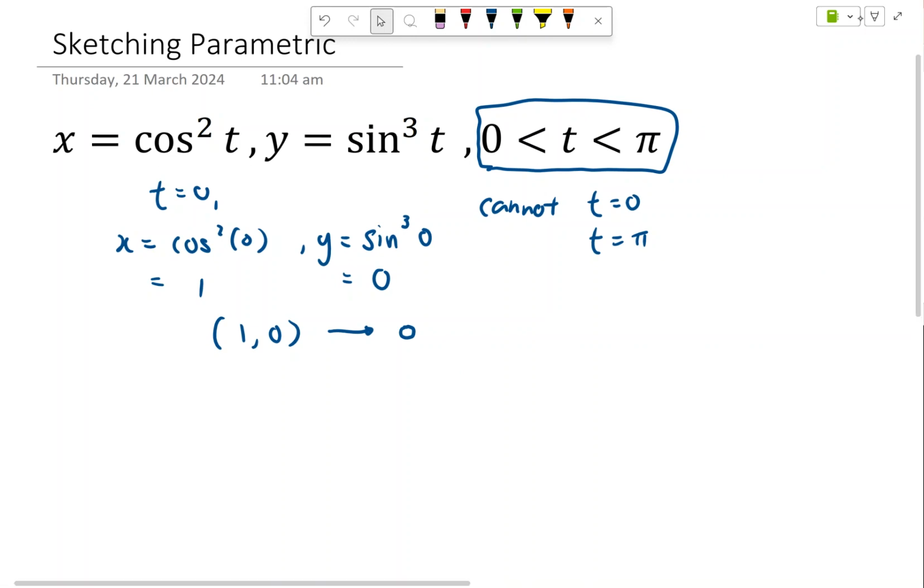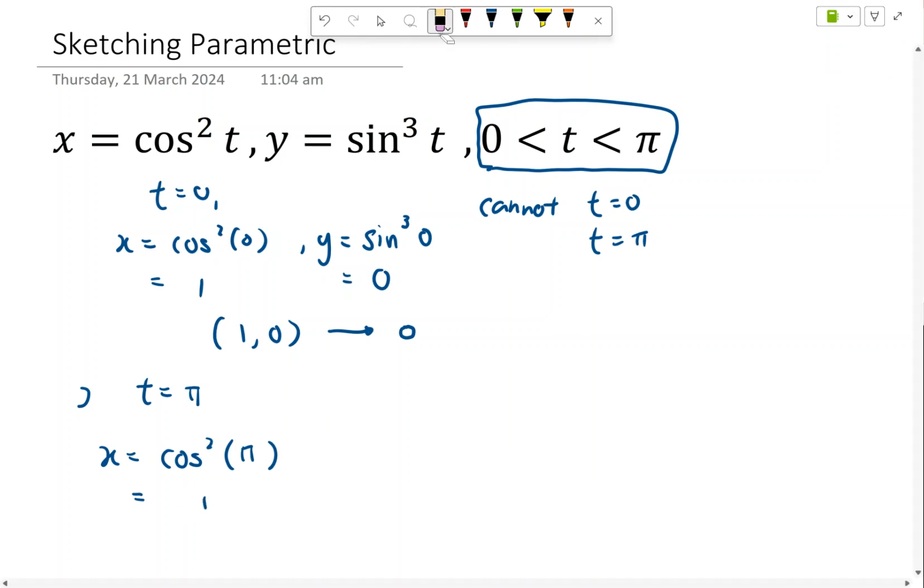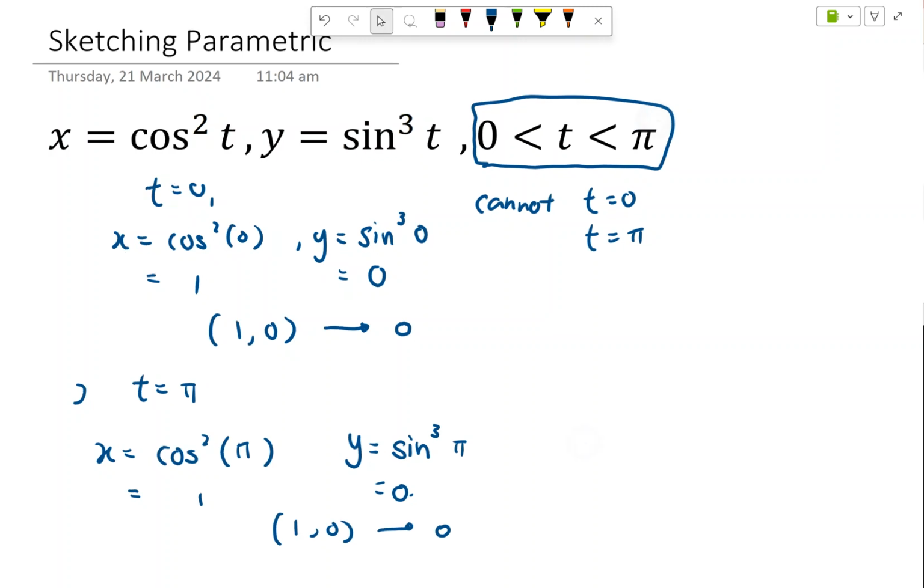Same thing, when t is equal to pi, your x is equal to cosine square pi. Cosine pi is equal to -1, but when you square it, it will become 1. And for your y, sine pi is equal to 0, so this is still 0, and it is still 1 comma 0. This point you have to put as an open dot over here.